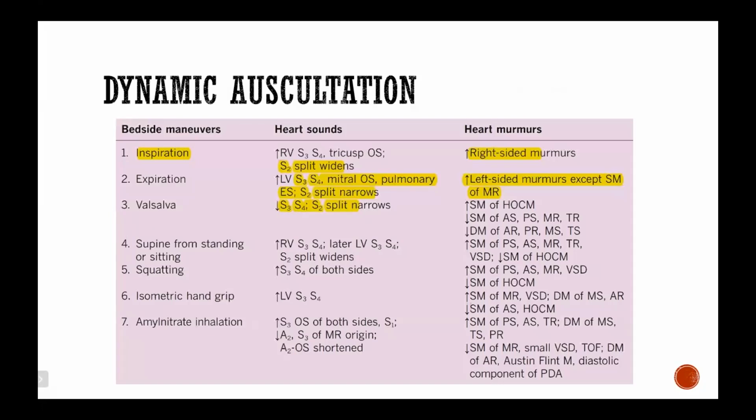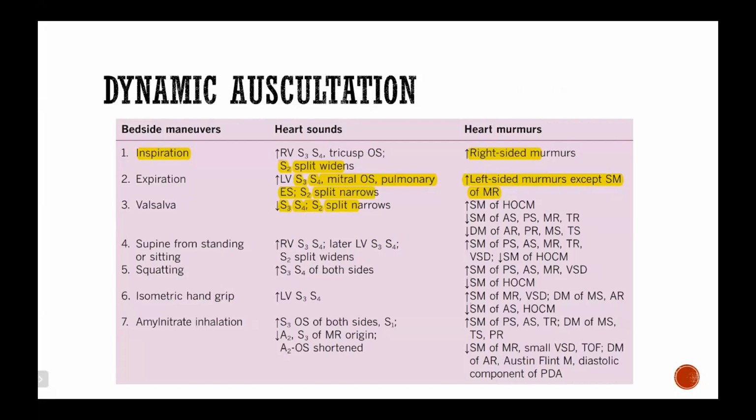The next thing that we can do for dynamic auscultation is we check the changes in the murmurs as well as the heart sounds by changing the posture of the patient. So first thing that you do is, if a patient is sitting or standing, you ask him to lie down. When you tell him to lie down, the venous return increases. So it's all the same thing. That's the first thing, when the patient sitting or standing goes into supine position.